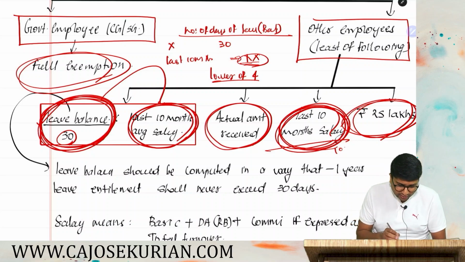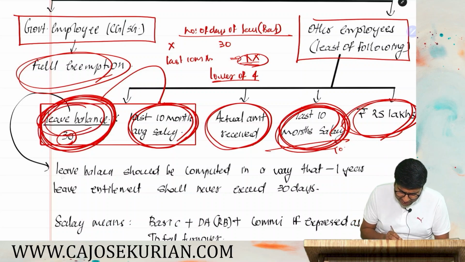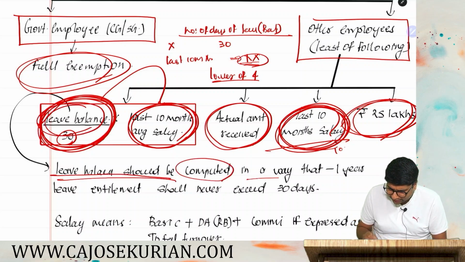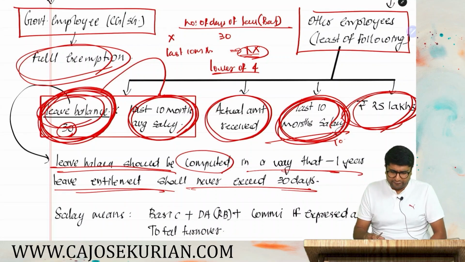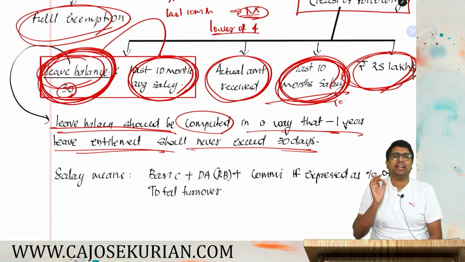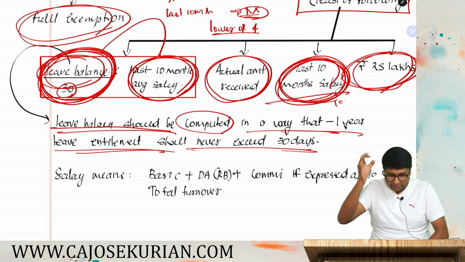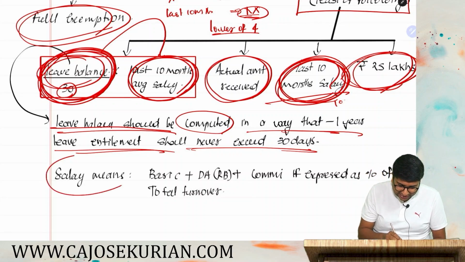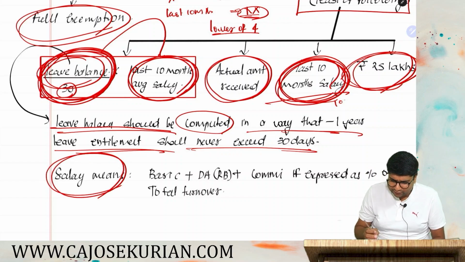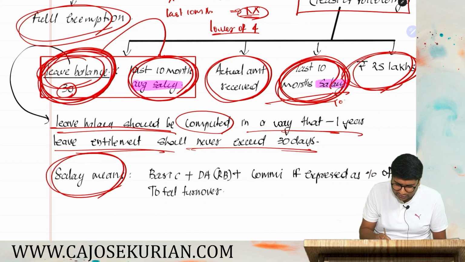But there is one thing. While considering this leave balance, the leave balance should be computed in a way that 1 year leave entitlement shall never exceed 30 days. Say for example, 1 year leave entitlement shall never go beyond 30 days. And one more thing, there's a definition for the salary here. They're using the word monthly salary, and again the word average salary. What is salary over here?